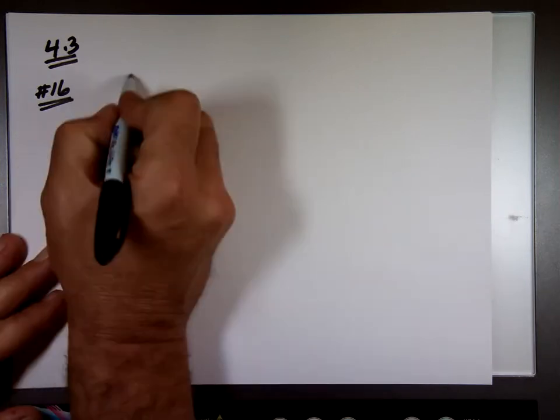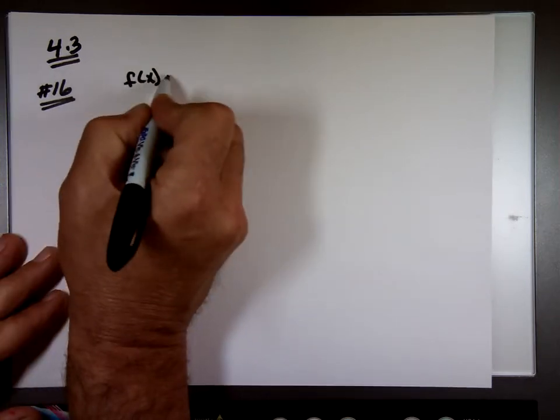Find the critical numbers, if any. Find the open interval on which the function is increasing or decreasing, and locate all relative extrema, that means min and max. Then it says use a graphing calculator. Since we don't use graphing calculators here, we're going to do everything by hand.